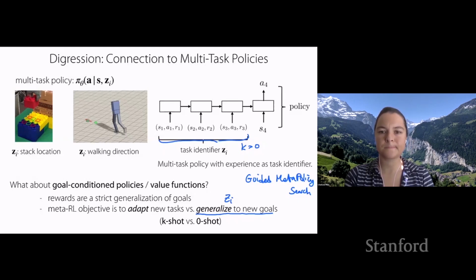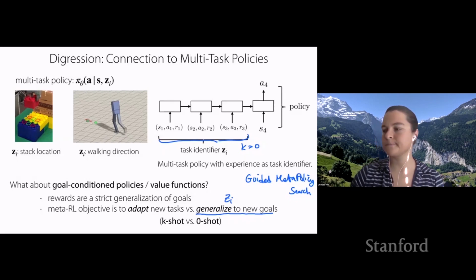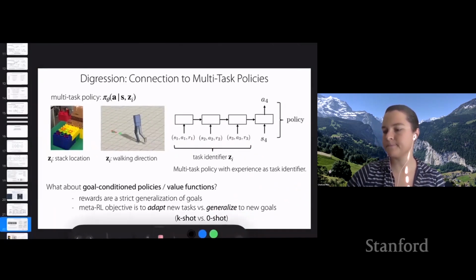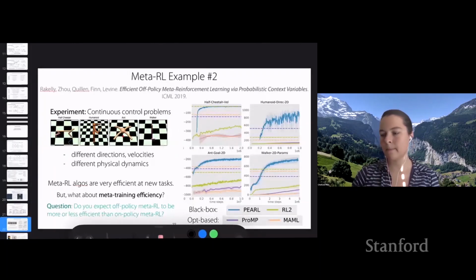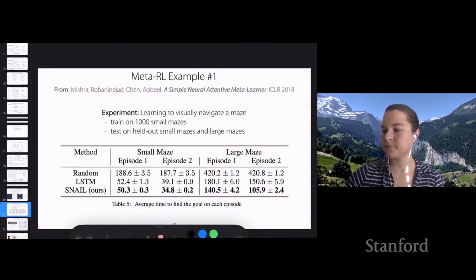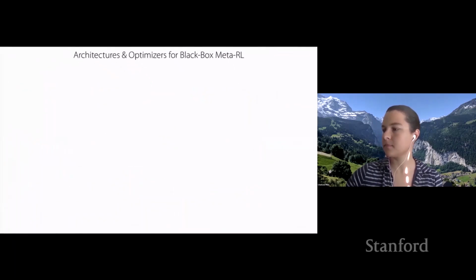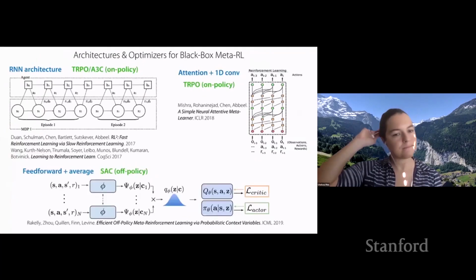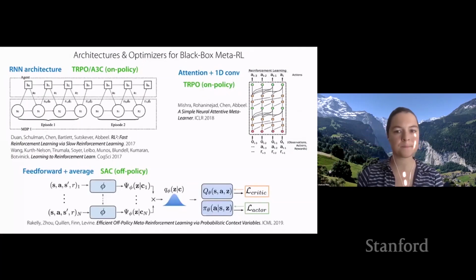Sure. And also, in the PEARL paper, the efficient off-policy meta-RL paper, during meta test time, you don't update the policy, but only infer the, I guess, the context, which is like a task identifier, right? Yep. So what's the reason behind not updating the policy during meta test time?